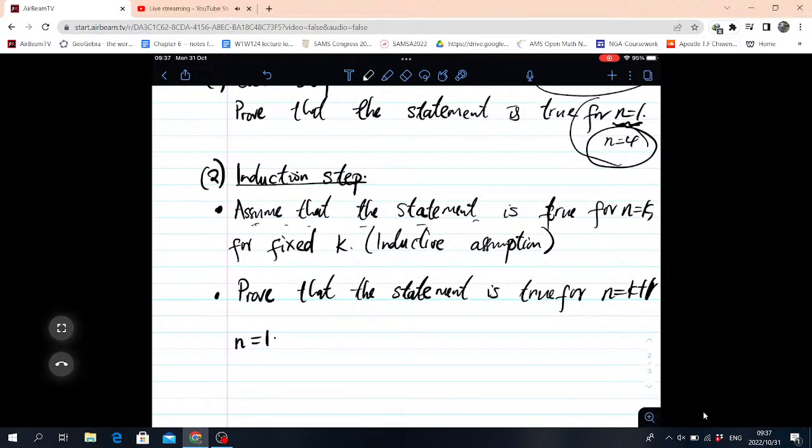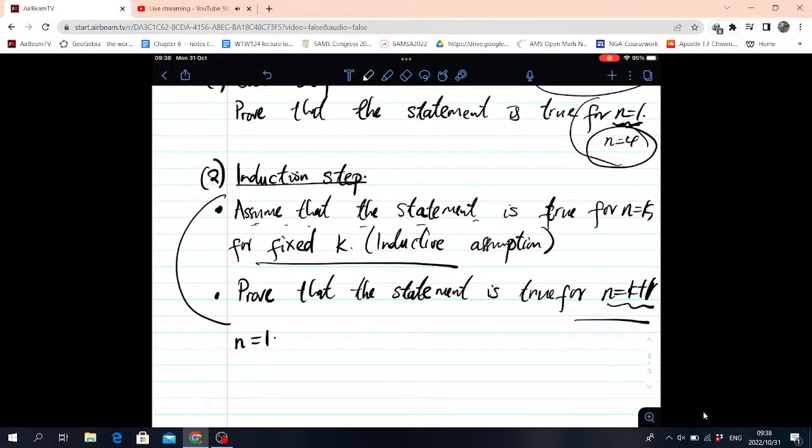And then you prove that it is true for n is equal to k plus 1. So what this second step is saying is, if it's true for n is equal to k, then it's going to be true for n is equal to k plus 1, because we would have said, we assume here, and then we show this happens.